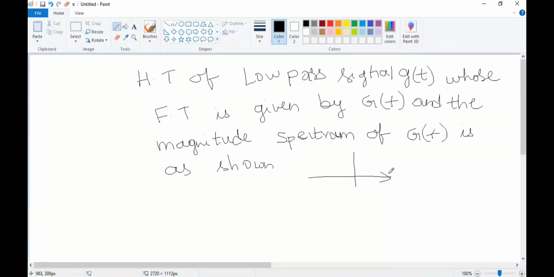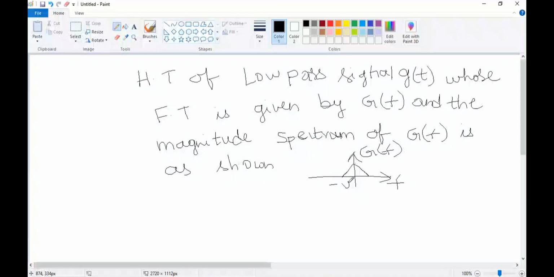This is the frequency axis, G of f, and the signal extends from minus omega 2 to minus omega, 2 plus omega. So this is the given signal, and for this I need to find the Hilbert transform. So how will we find the Hilbert transform?